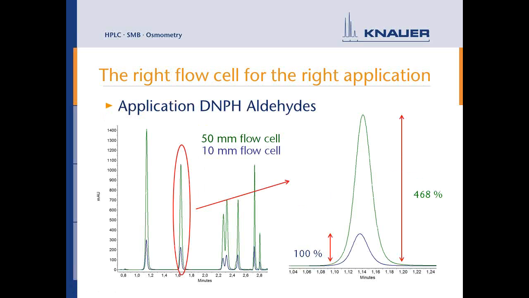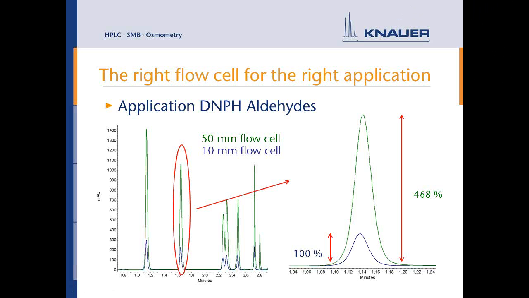And why do we recommend it? Of course, you see the peaks are getting much higher, and this is because of the longer flow path. So the flow path is 10 times as long as with the standard flow cell. When we look at the right side of our sheet here, we zoomed in on one peak, the second peak in this chromatogram, and you see when we say the blue line has 100% of peak height, with the high sensitivity flow cell the peak height is about 5.7 times as high as with the standard flow cell.